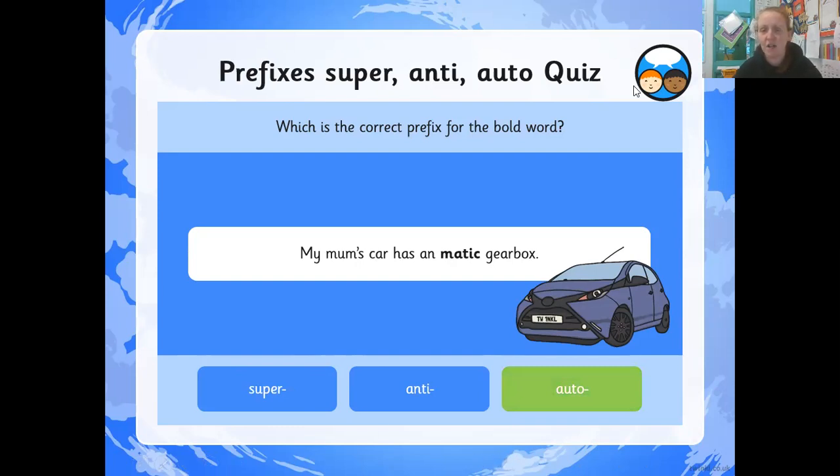Well done on your work today on the prefixes super, anti and auto. Don't forget, this is not our marked piece of work today, but if you want to show us, you can via email. And we hope that you've understood just a couple of the differences that the prefixes make to words and learned something new today. I've learned something new. I hope you have too.